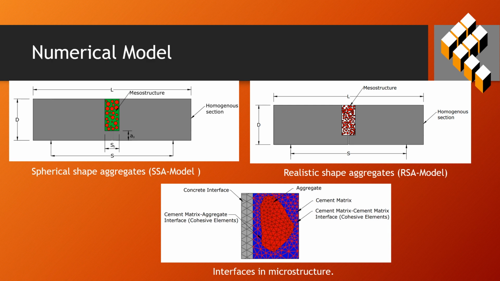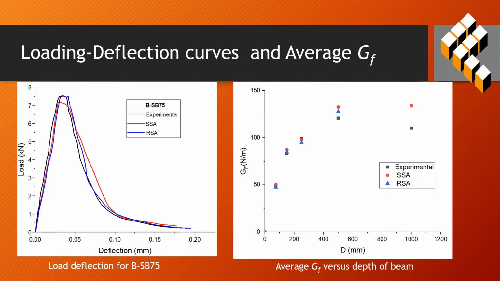And then interfaces are created by using the cohesive zone model, in which cement matrix and interfacial transition zone are created around the aggregates as well as inside the aggregates. After analysis, the load deflection curve for all the beams considered is plotted, and then fracture energy is calculated using the work of fracture method.